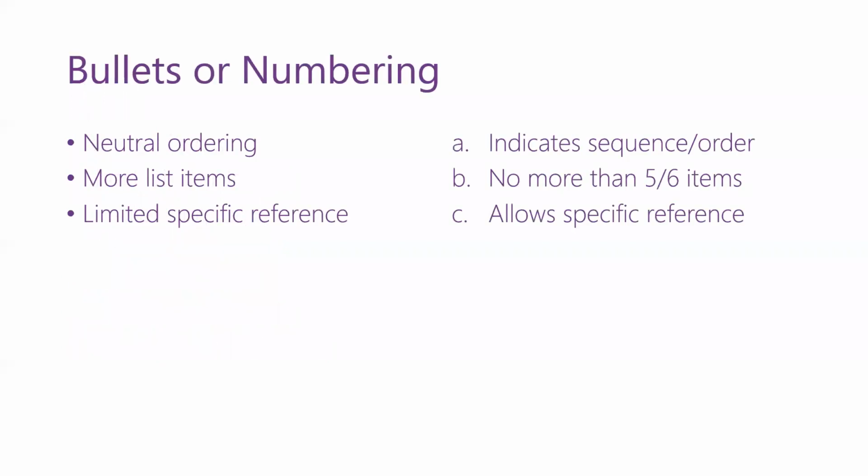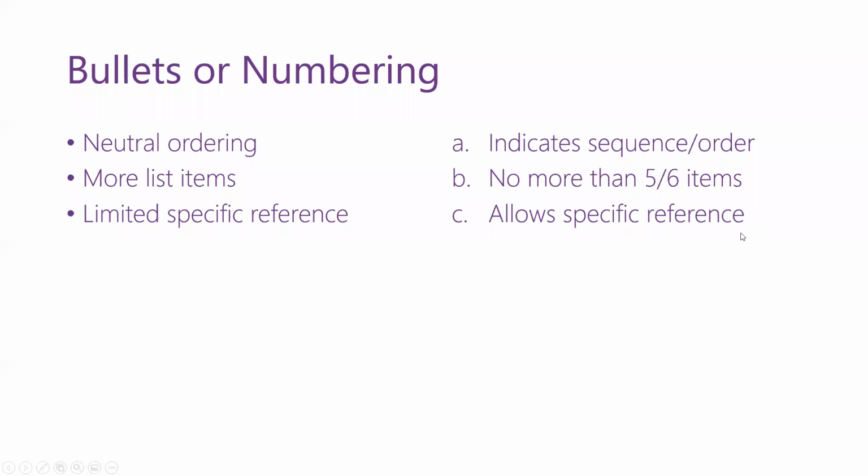Now, I've discussed this briefly the other day, but we'll talk about more of it today. Bullets or numbering. You use bullets when there is no order, it's neutral, and when there are more list items and limited scope for making a specific reference. I can tell the audience, look at the third point on the left. But if I have bullets and I say, look at the eighth point, then you are going to have trouble because you are going to start counting: 1, 2, 3, 4, 5, 6, 7, 8, right?